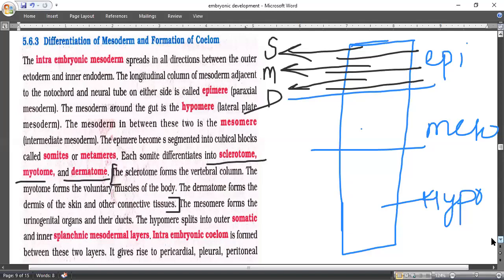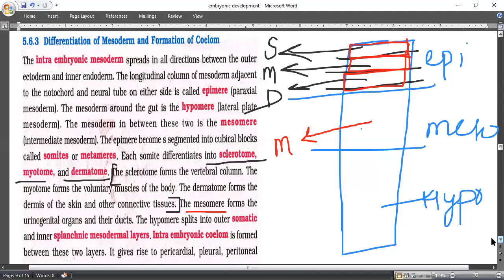So epimere is differentiated into three somites. What are the three somites? Sclerotome, myotome, dermatome. This is sclerotome, this is myotome, and this is dermatome. Sclerotome forms vertebrae, myotome forms skeletal muscle, and dermatome forms skin and connective tissues. Okay. Then now talking about this area, mesomere. Mesomere forms the urinogenital organs and their ducts.